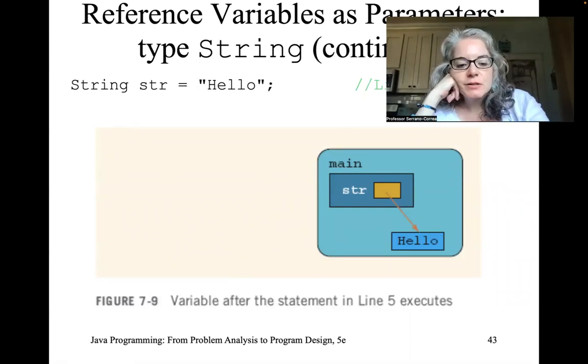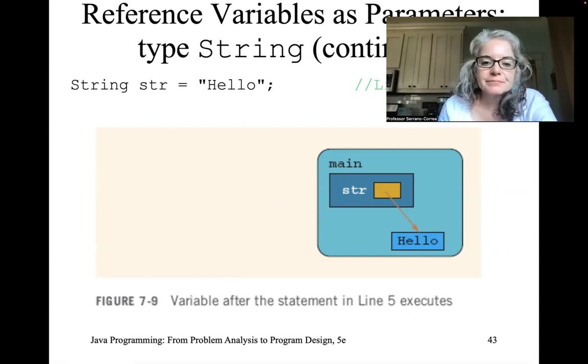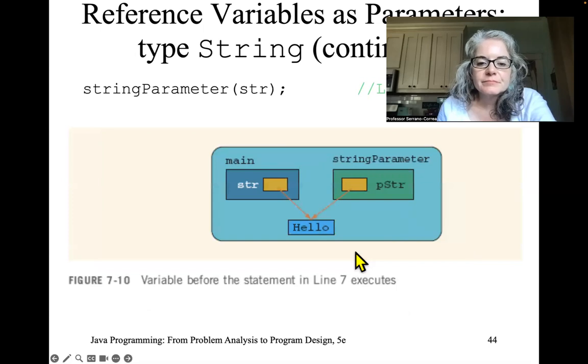String str equals hello. So when we pass it a reference variable, you're just passing the address of where that string is in memory. So if in main you have a variable called str, but then your parameter in your method is called pstr, then they're both going to contain the address of where hello is.